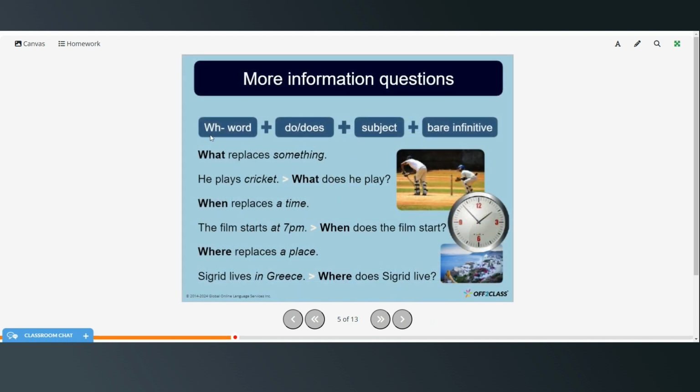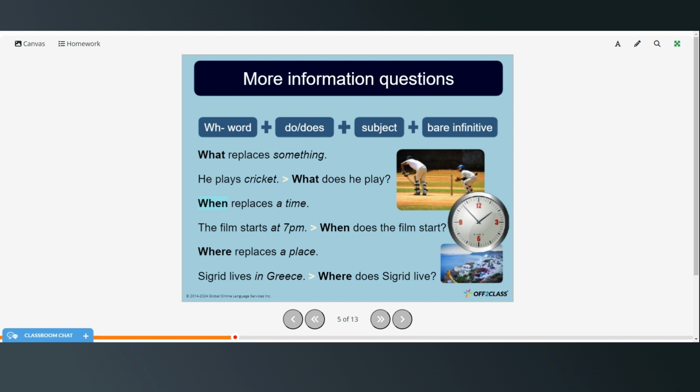Okay, so again, this is the sentence structure. The WH word plus the do or does plus the subject plus the bare infinitive. And the word what is going to replace something. So if the answer is he plays cricket, in the question form, we need a WH word that's going to replace the word cricket. So it would be, what does he play? And the answer, he plays cricket.